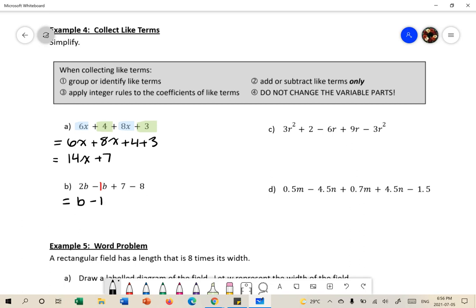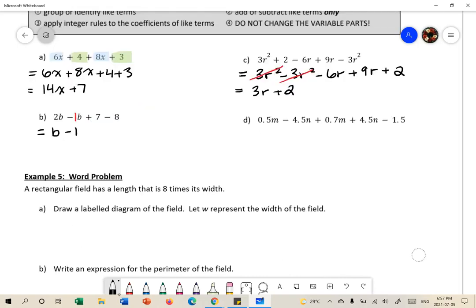C, I'm going to write my like terms beside each other. So my r squared terms are beside each other, then my r terms are next to each other, and then my constant is at the end. So 3r squared subtract 3r squared, it actually just cancels itself out. So let's move on to my r terms. Negative 6 plus 9 is 3r. Then I'm just going to rewrite my constant. Again, there's nothing to simplify it with, so I'm just going to write it at the end.